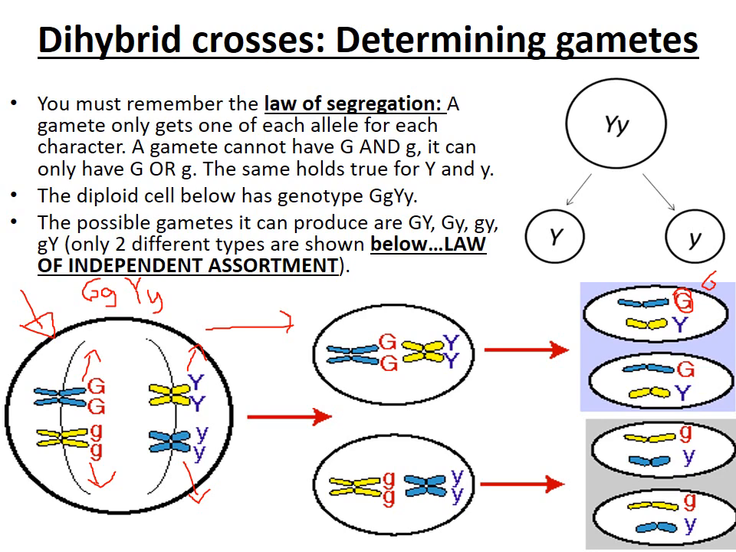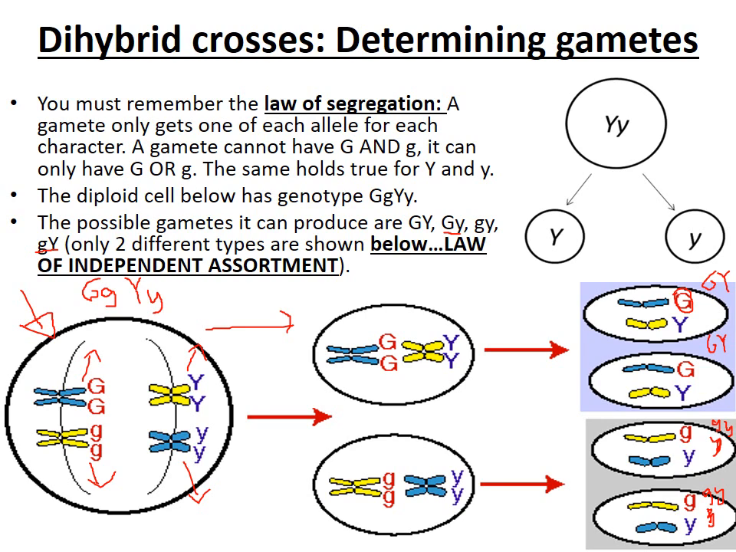We end up with big G, big Y, big G, big Y over here as well, little g, little y, and then little g, little y over here as well. And so what you may, actually I should draw them side by side. What you may have noticed is that that's not all the gametes that are possible. You could also have big G, little y, and little g, big Y.